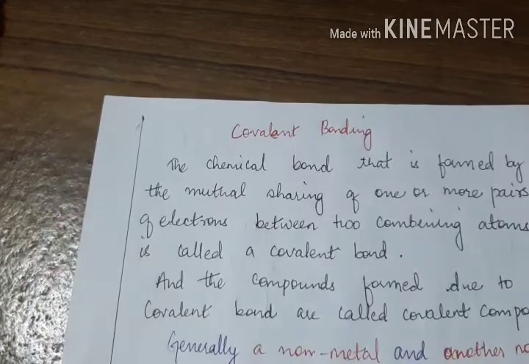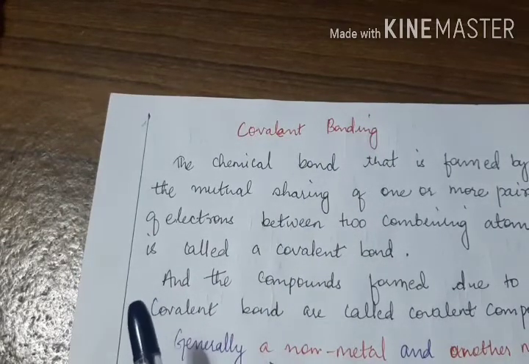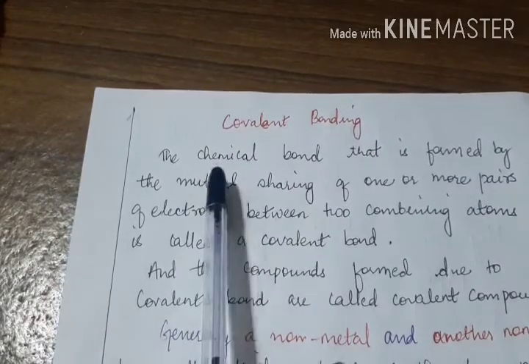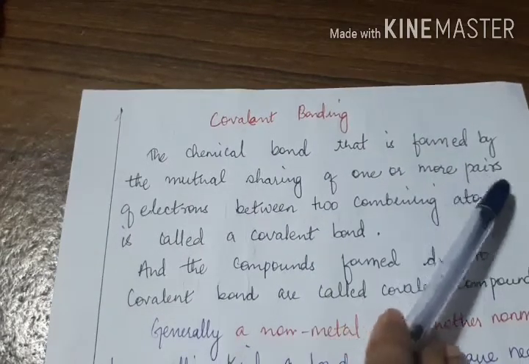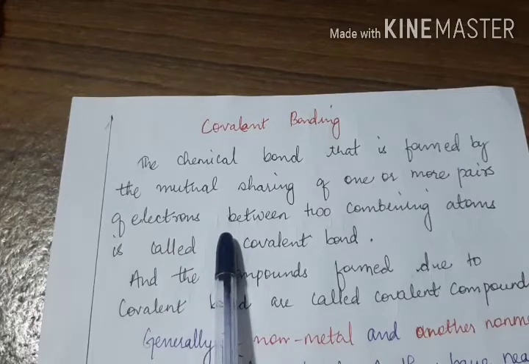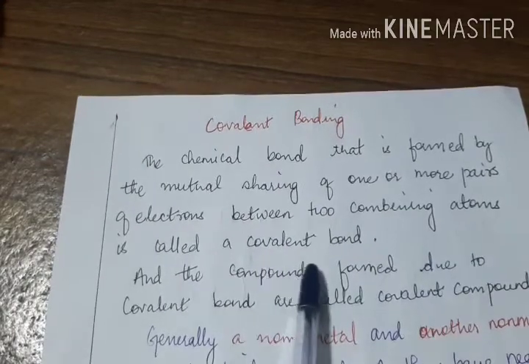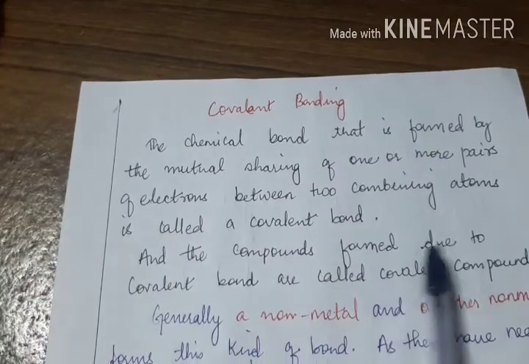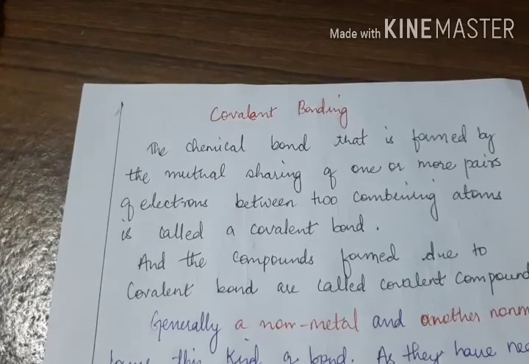Now the next one, covalent bonding. I already told you in the last class as well, it is formed by the sharing of electrons. So let's see the definition. The chemical bond that is formed by the mutual sharing of one or more pairs of electrons, they can share two electrons or four electrons, between two combining atoms is called a covalent bond. The compounds formed due to covalent bonds are called covalent compounds.